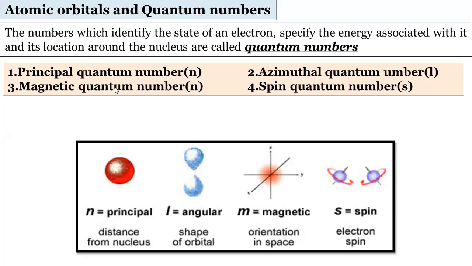There are mainly 4 quantum numbers. This is very important from the examination point of view. Many times short notes are asked on this principal quantum number. It is denoted with small n.